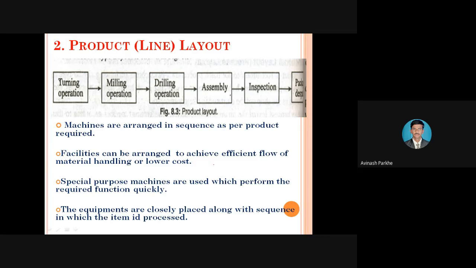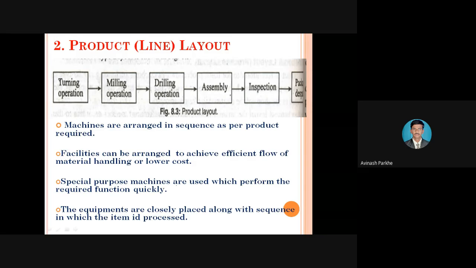because whatever operations are required using lathe machines, I will perform all those operations at machine number 1 only. Once operations are over, it will be moved in the forward direction. Therefore, very little material handling is required here, and due to the reduced material handling, the cost required is also very low.